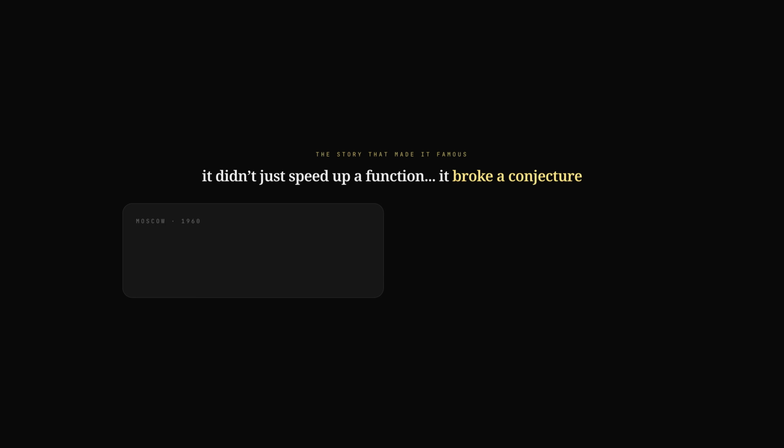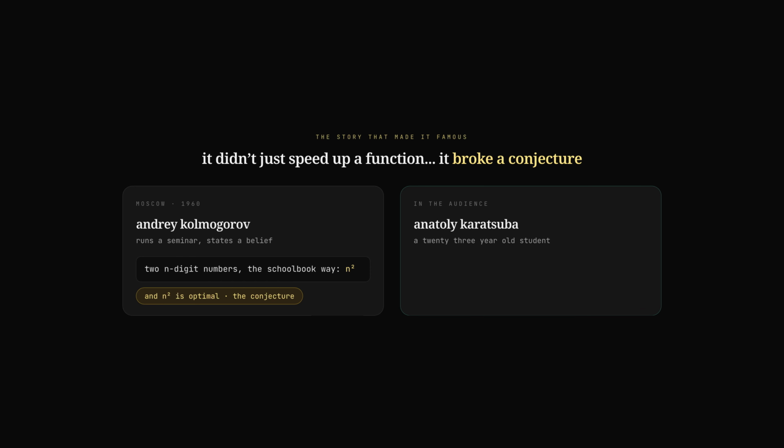Now, the story that made this paradigm famous, because it didn't just speed up a function, it broke a conjecture. Moscow, 1960. Andrei Kolmogorov, one of the great mathematicians of the century, runs a seminar and states a belief. Multiplying two n-digit numbers the schoolbook way costs n squared. And n squared, he conjectures, is optimal. In the audience sits a 23-year-old student, Anatoly Karatsuba. Within a week, he has a counterexample.